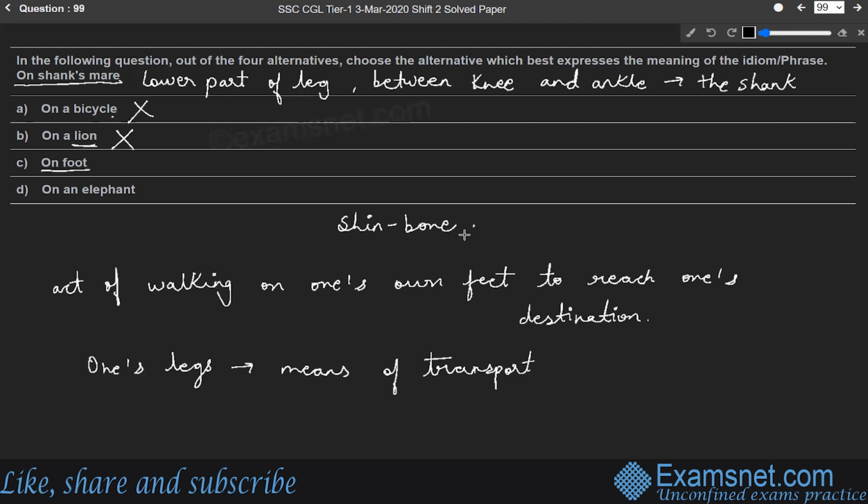The third option is "on foot". On foot means on one's legs, so this option seems absolutely correct. But let us have a look at the last option too, that is "on an elephant". Again, it is describing an animal which has no relation to the meaning of the given idiom, so it is an incorrect option. So for this question, the correct option is option C, that is "on foot". I hope you are clear with this.